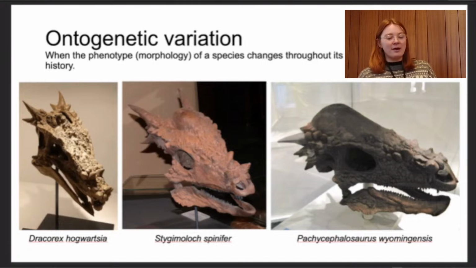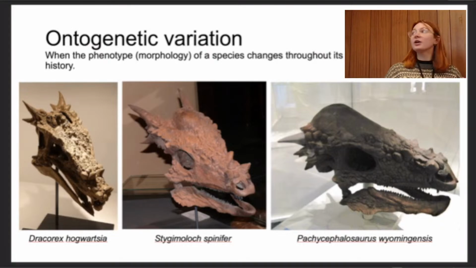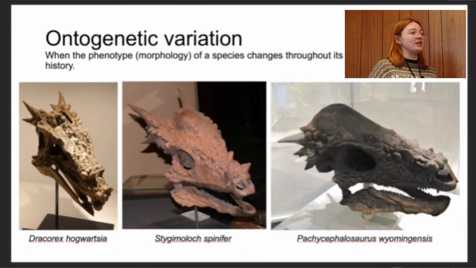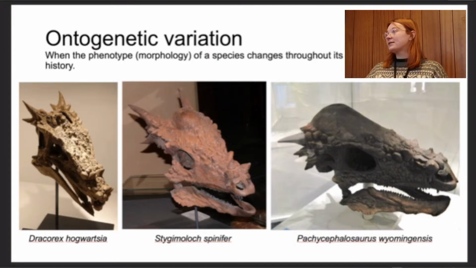So we're going to talk a little bit about ontogenetic variation as well, as a way that can mislead differentiation of species and also differentiation of male to female. Ontogenetic variation is when the phenotype, the morphology, like the external bits that you see, how you look, of a species varies and changes throughout their development and with age. So here we've got 3 distinct species of Pachycephalosaurs: Dracorex, Stygimoloch, and Pachycephalosaurus.